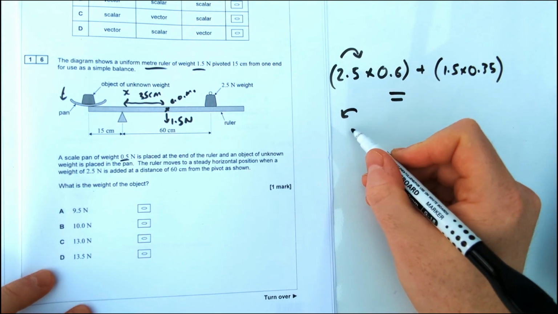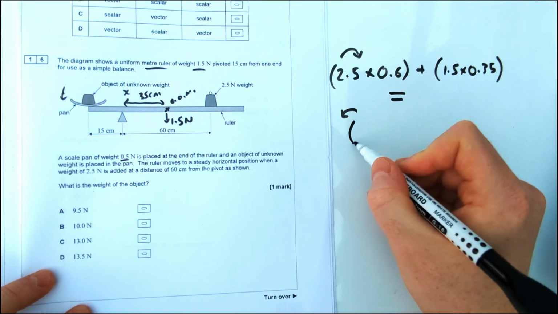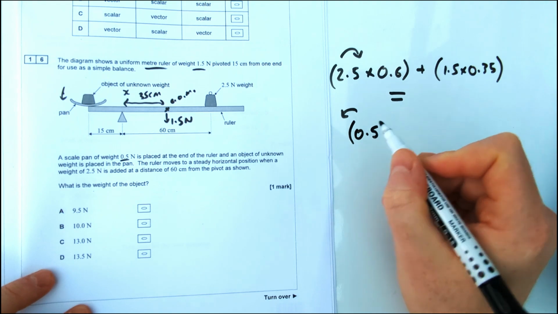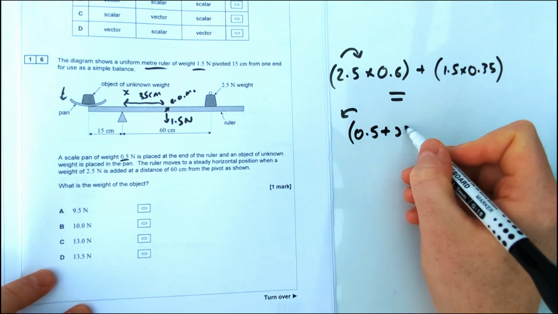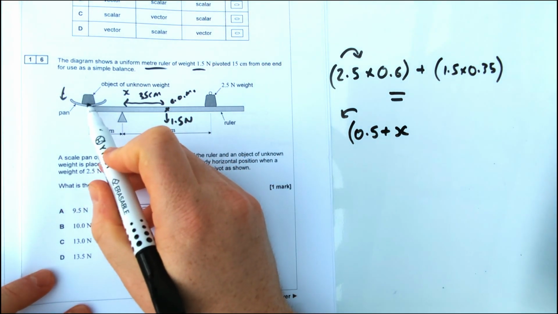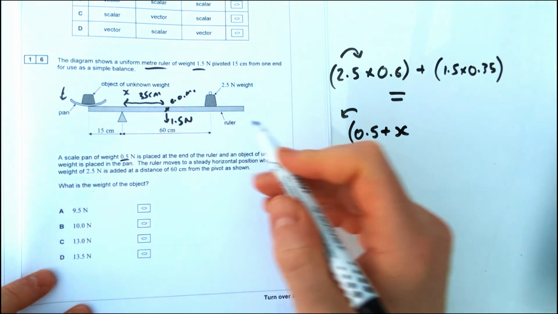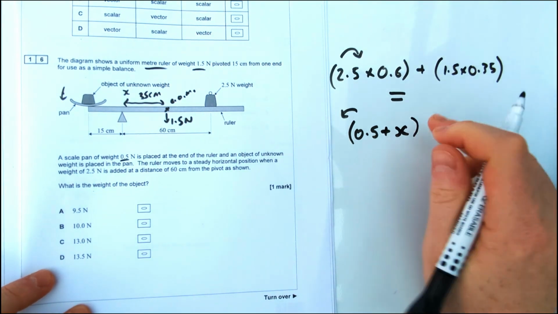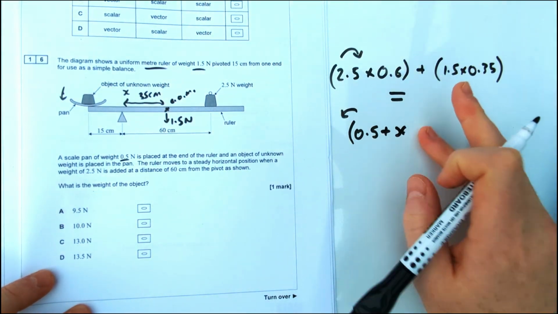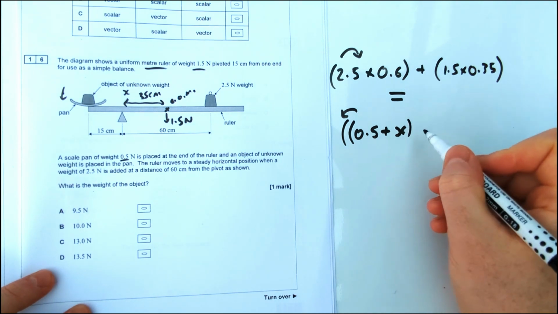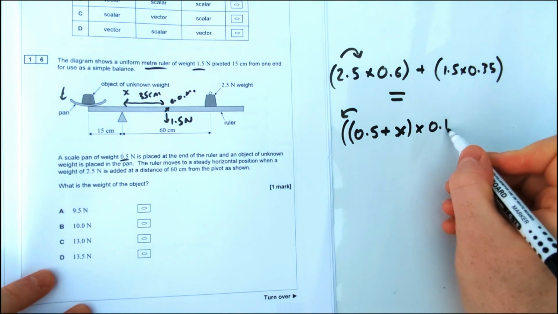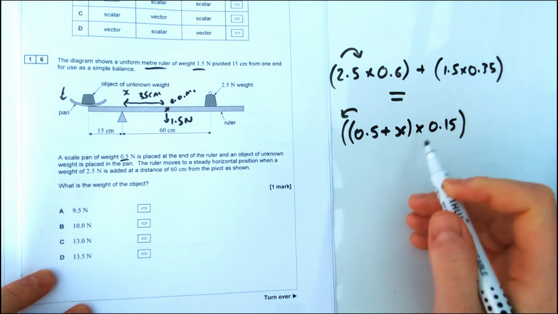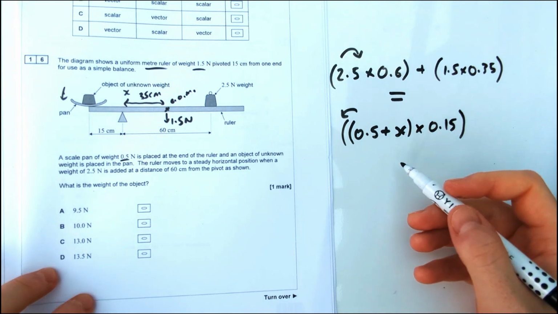So that's going to be equal to the pan, which has a weight of 0.5 newtons, added together with our unknown weight, because they're both exerting the force in the same place. So therefore we say it's 0.5 plus x, and that's going to be, I'm going to do another bracket here, times the distance, which is 0.15 meters. So that's our setup. Next we've got to find x.